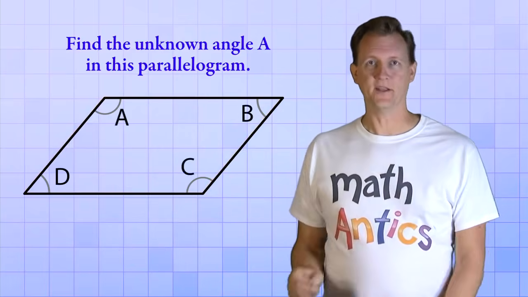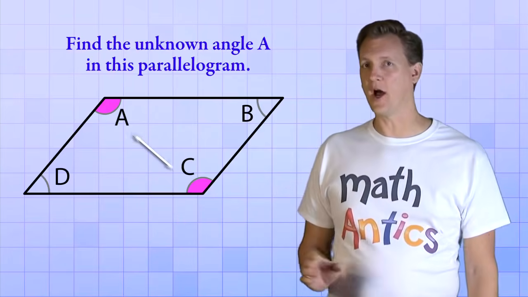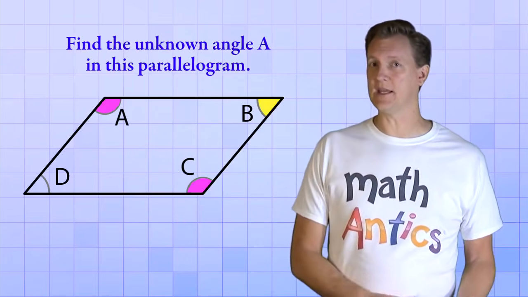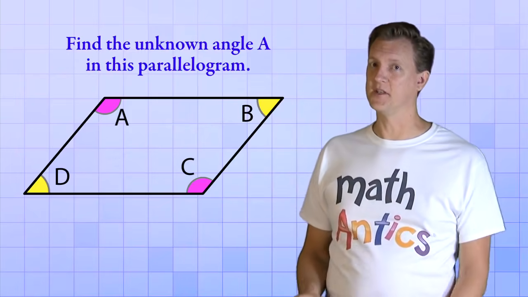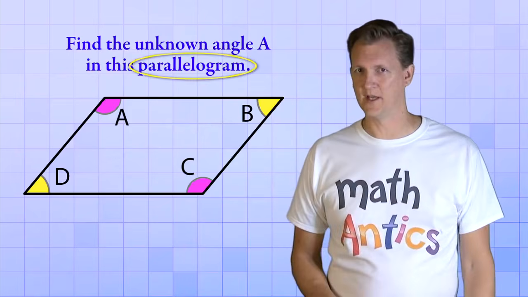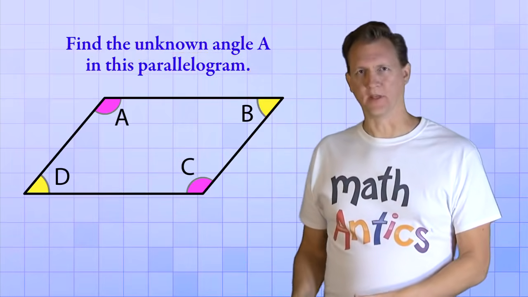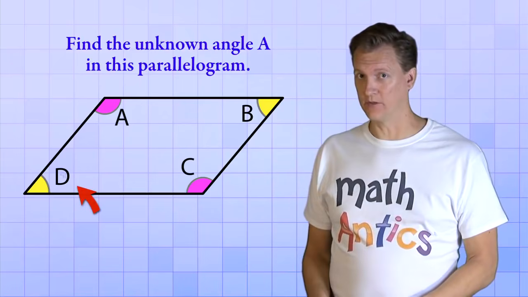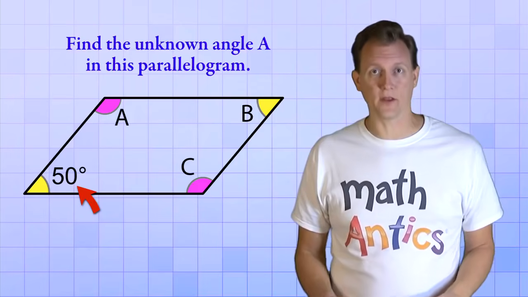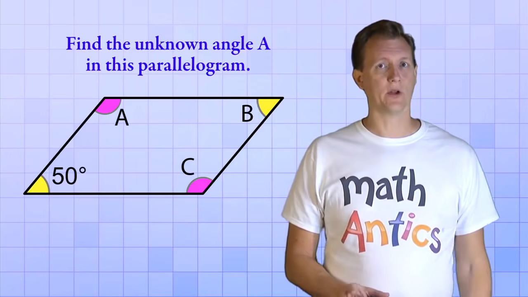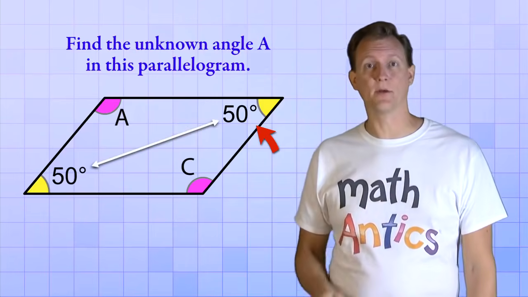For example, in this parallelogram, the angles A and C are equal because they're on opposite corners, and the angles B and D are equal because they're on opposite corners. Now remember, this is only true for parallelograms. This won't work for things like trapezoids. So in our problem, even though we're only given the measure of one angle, since we know it's a parallelogram, that's all we need to figure out all the other angles. First of all, we know that angle B must also be 50 degrees because these opposite angles must be equal.